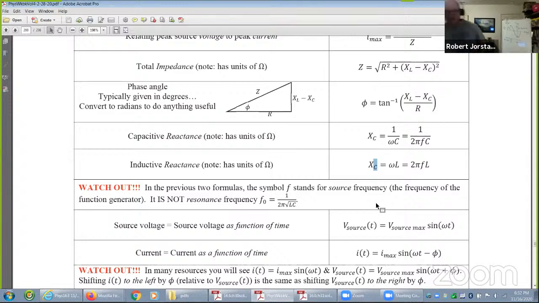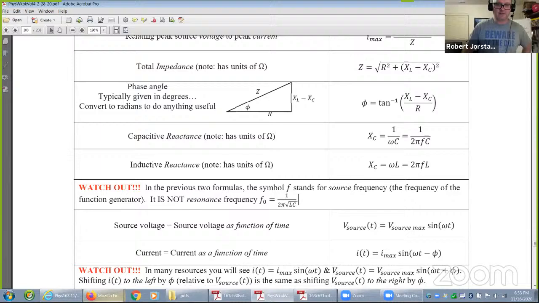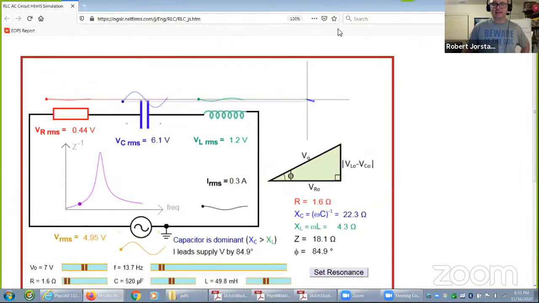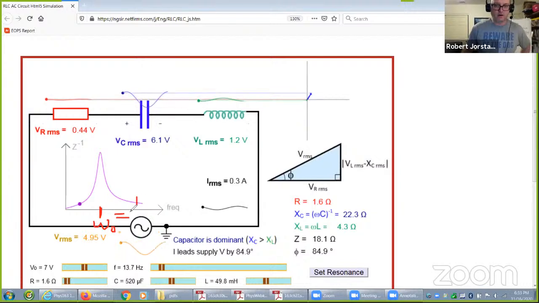Okay. Now, Nick just pointed out the big problem that students have. Watch out! F is source frequency. The resonance frequency is dictated by the choice of inductor and capacitor you use in the circuit. If I could go back to my simulation, the idea is this special frequency right here is omega naught, which is equal to 1 over the square root of LC.